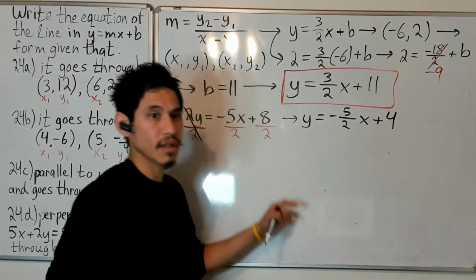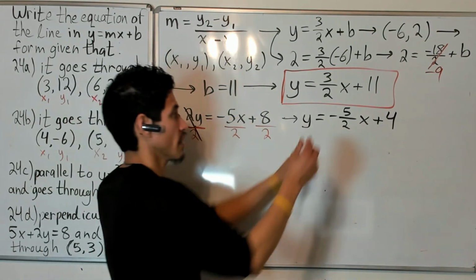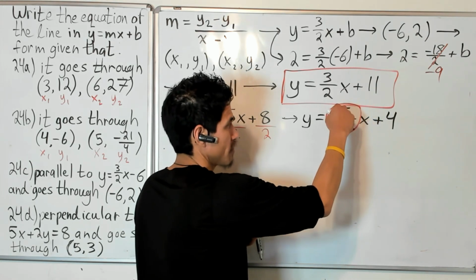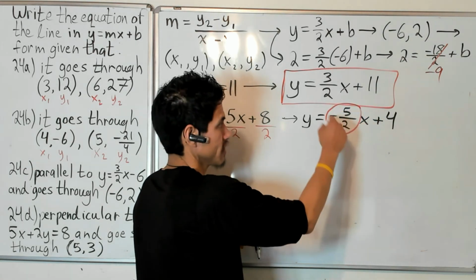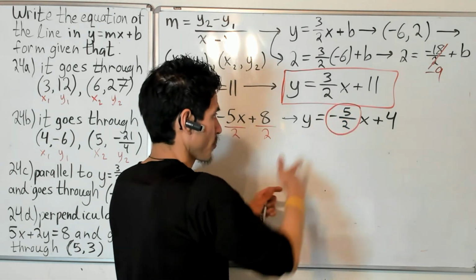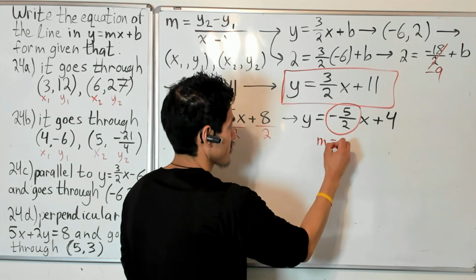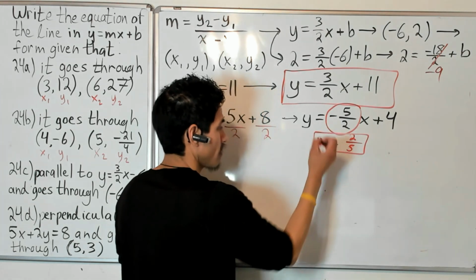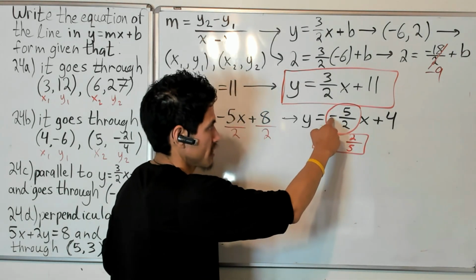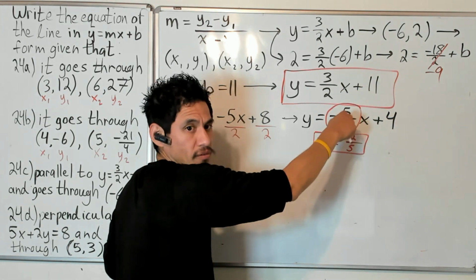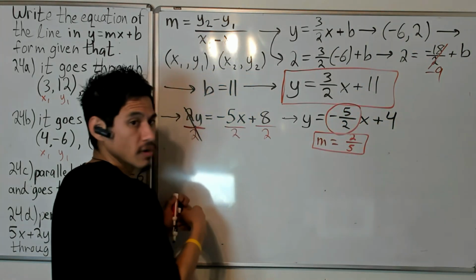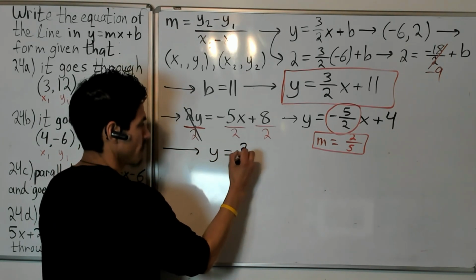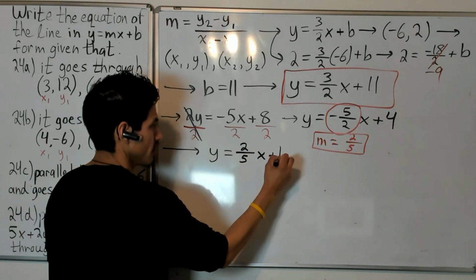Now, the key is to know that a line that's perpendicular to another line is going to have the opposite reciprocal slope. So this line has a slope of negative 5 over 2. So a perpendicular line is going to have its slope as positive 2 over 5. Remember, opposite reciprocal. If it's negative, the other line's going to be positive, and you just basically flip the fraction. So we know the slope of our line is going to be 2/5, so we can next write y equals 2/5 x plus b.